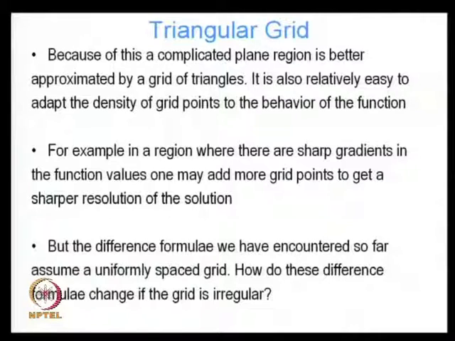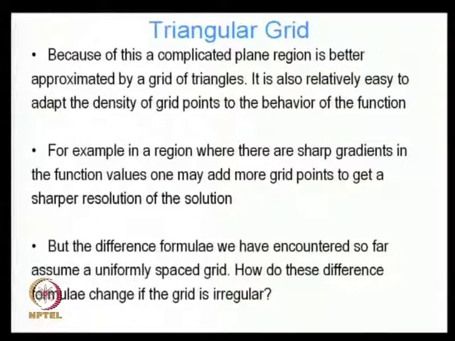Because of this, a complicated plane region is better approximated by a grid of triangles. It is also relatively easy to adapt the density of grid points to the behavior of the function. What do I mean by that? Well, I mean exactly what I just said: when you have a sharp gradient, you can introduce more grid points right there, for example, to get a sharper resolution of the solution.